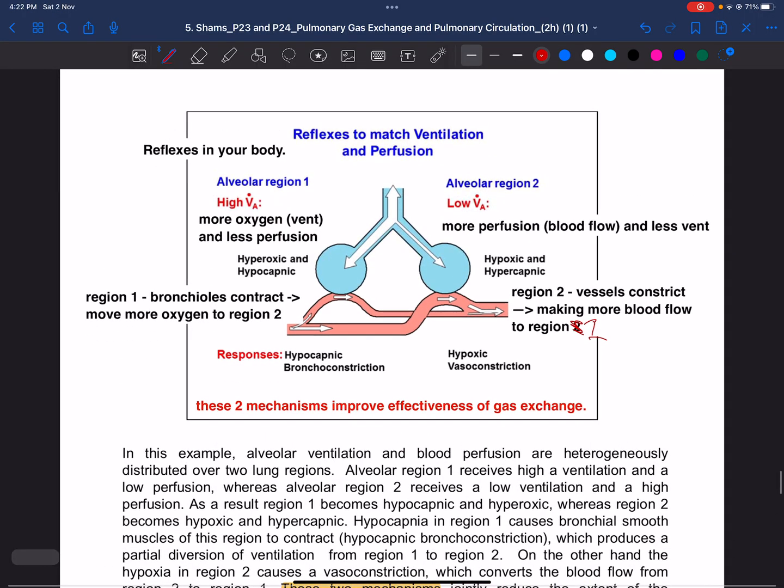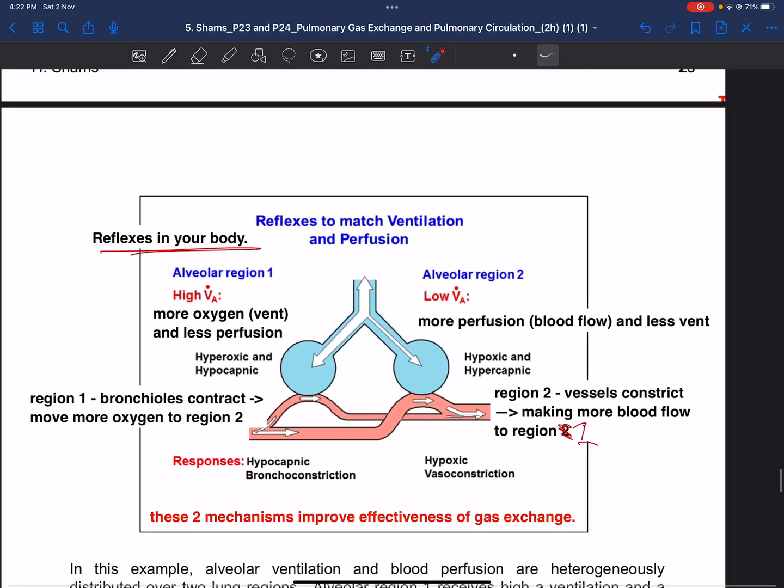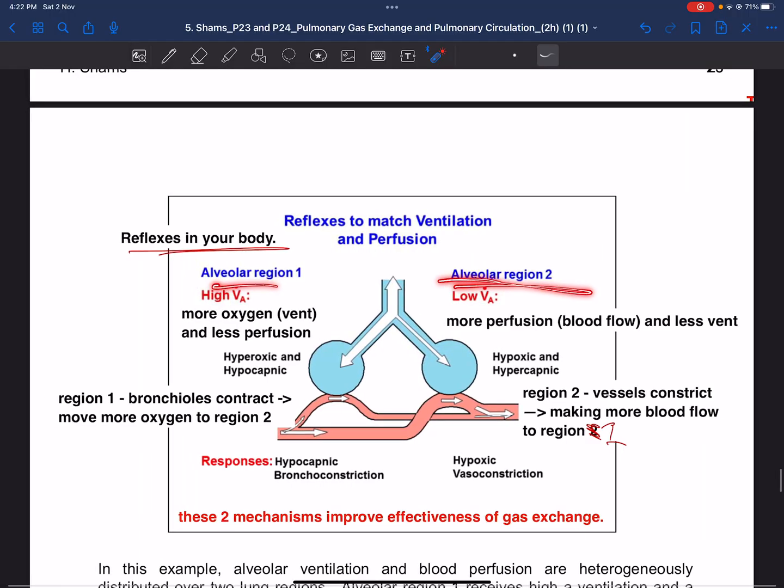Over here, these are reflexes in your body for perfusion and ventilation. Imagine you have two regions of alveoli, region 1 and region 2. One region gets a lot of oxygen, meaning high ventilation, and less perfusion. Perfusion means blood flow. And the other region gets more perfusion, but less ventilation. So they're quite opposite to each other.